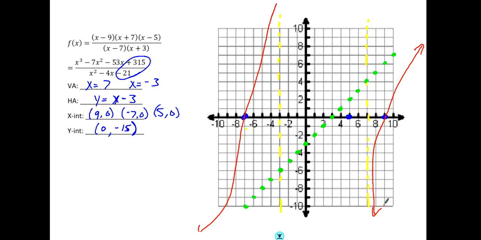Now the middle piece. We would have to plug in a value and see where we're at, except for the fact that we have a y-intercept down here at -15. So since we have that, if these two connect, then it has to look like that. And that's how you graph rationals with slant asymptotes.